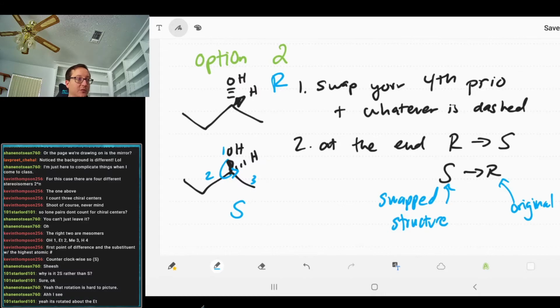So if you switch the two groups, whatever your fourth group is, switch it on the dash, whatever's on the dash, and then just switch your letter at the end. In my opinion, that's a little bit easier than rotating the molecule. I must say it took me years before I was able to rotate these things in my head easily without having to think about it. So I don't expect it will be very easy for you to rotate quickly in your mind. That's why models help, first off. Second off, this method is a little bit easier in my opinion.